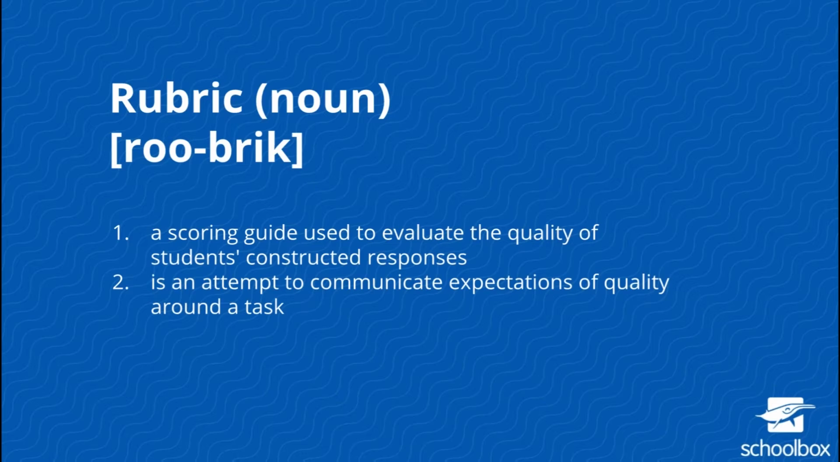For us, a rubric is a set of criteria and levels used to assess a task. It defines the various levels and quality of a student's response, and it should communicate expectations of what the student is required to do. So it should be readable for the student so that they can understand what is required.